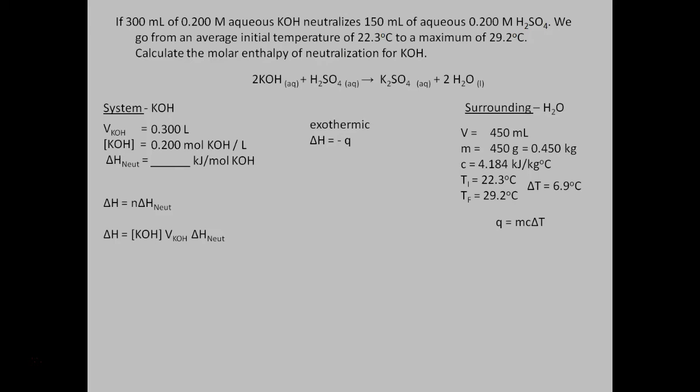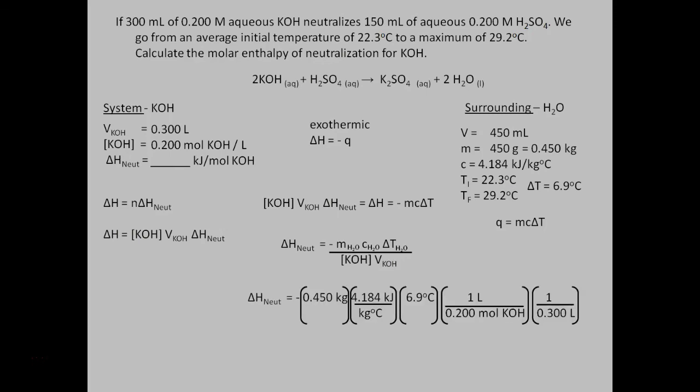Now, once again, I have two equations that equal delta H, so I'm going to combine them and then manipulate them. At this point, I can substitute in all of my values and solve for my unknown.